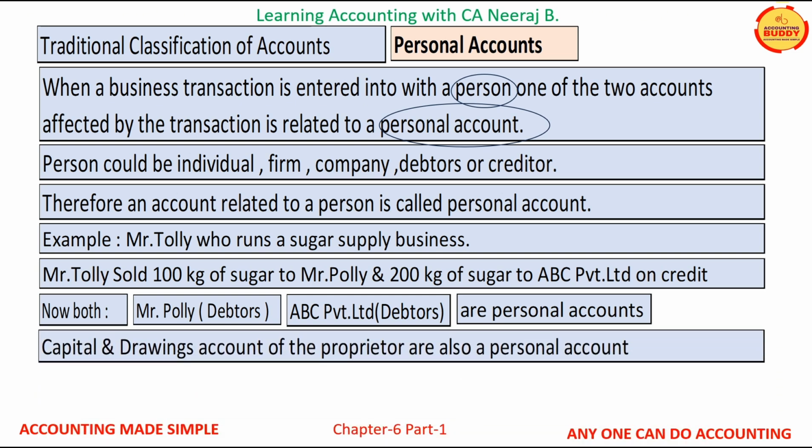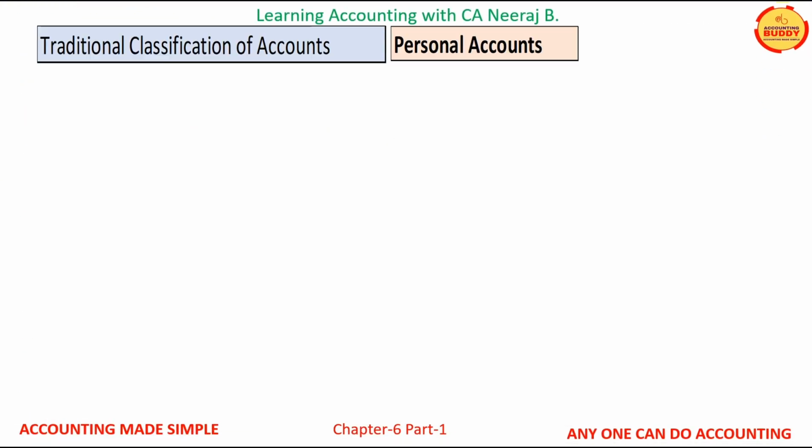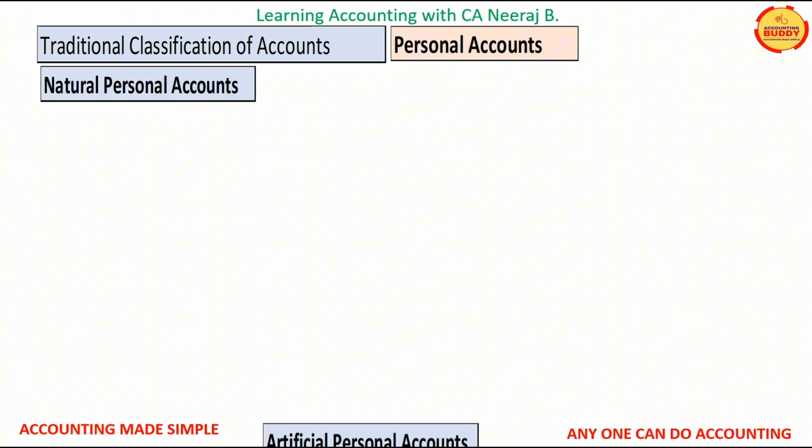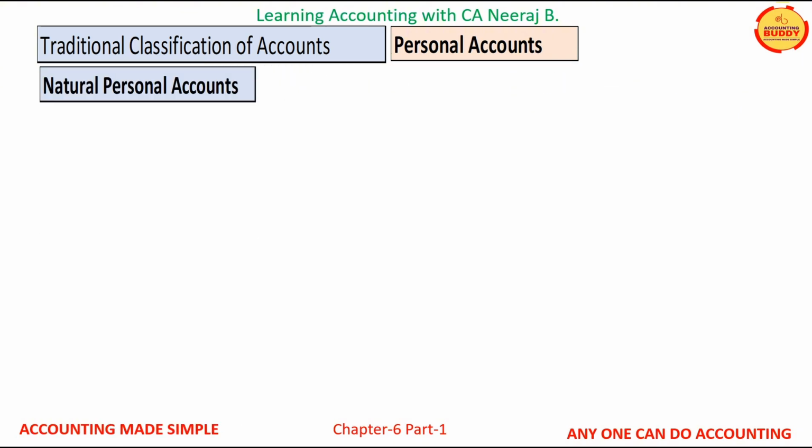Both the capital and drawing accounts of the proprietor are also personal accounts. The personal accounts are maintained to determine the balance due to or due from the persons with whom the business is dealing. Let us now discuss three types of personal accounts: natural personal accounts, artificial personal accounts, and representative personal accounts. First, let us take up natural personal accounts.